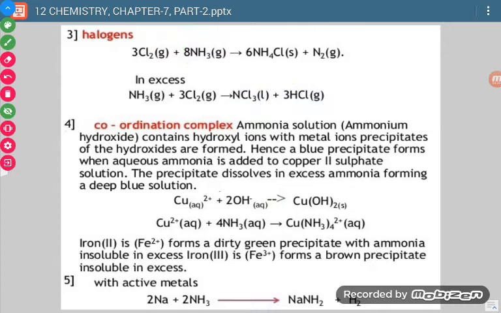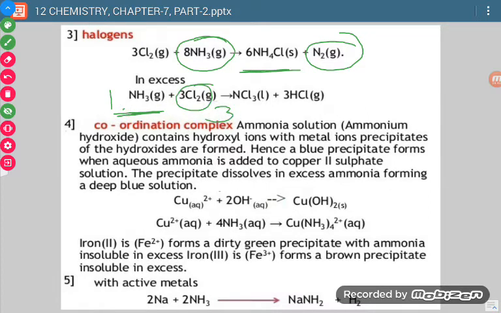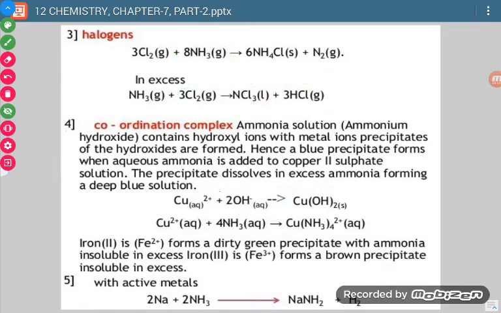in these two reactions what is to be seen? Here ammonia is in excess. If we take ammonia in excess, then ammonium salts are formed and nitrogen gas is liberated. But here see, this is just 1 mole and this is 3 moles. So if chlorine is in excess, then halide or chloride of nitrogen is formed. Okay. Now coordination complex.